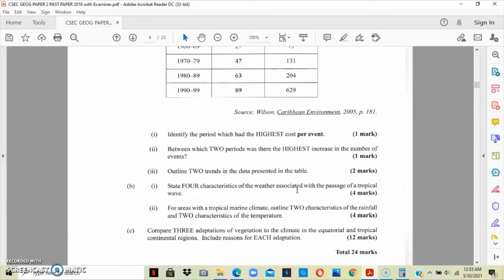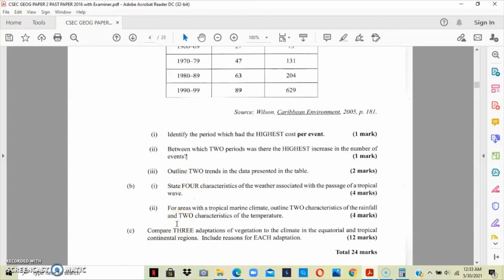As it relates to the temperature, the 2 characteristics are that the temperatures remain high all year round. Temperatures are usually between 28 degrees Celsius to 30 degrees Celsius all year round. There is a distinct dry season, usually between December and May.